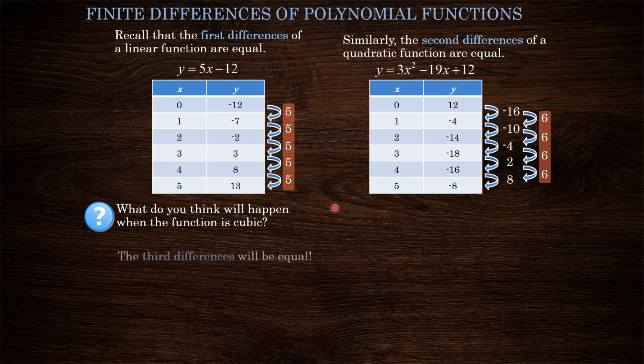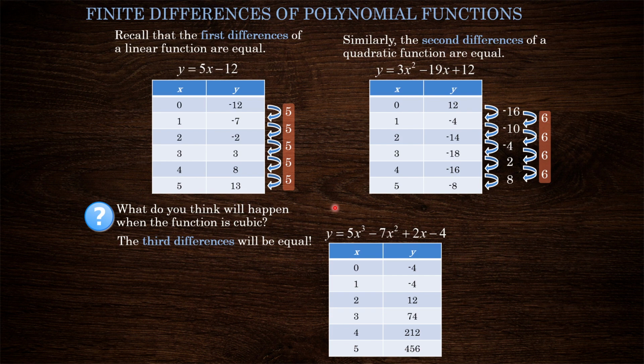Well, you probably guessed it right. The third differences will be equal. But let's look at this a little more closely. Here's a cubic polynomial function, y equals 5x cubed minus 7x squared plus 2x minus 4. We have our corresponding table of values once again. Let's take a look at our first differences. From negative 4 to negative 4, well, we didn't change at all, so our first difference is 0. We have 16, 62, 138, and 244. Those are the first differences. They are not equal, so we do not have a linear rate of change here for our cubic function.